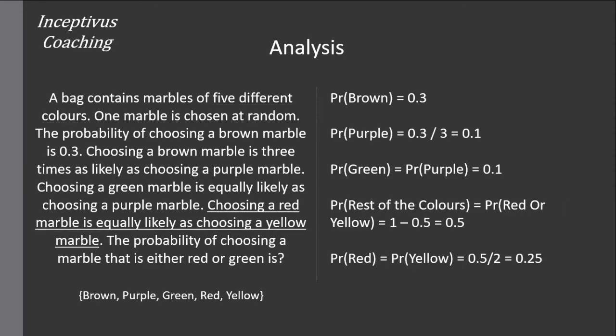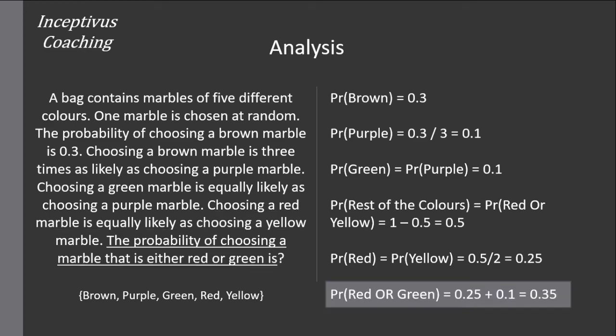So if the probability of getting red or yellow is 0.5, and we know that the 2 colors are equally likely, then simply split 0.5 by 2, right? Then you have the probability of getting a red, which is 0.25, which is also the same as the probability of getting a yellow. Now you have the probability of all 5 colors individually. You can answer the final question: what is the probability of getting either red or green? So simply take the probability of the red, which is 0.25, add the probability of the green, which is 0.1. That means the probability of getting red or green is 0.35.